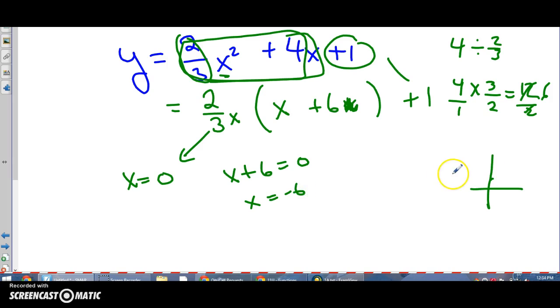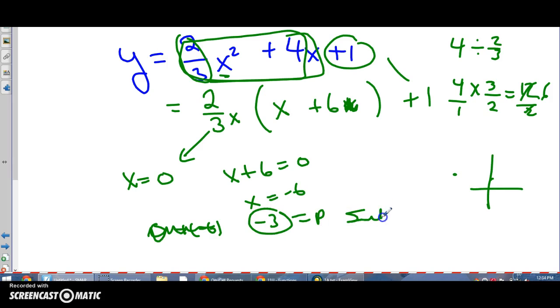So my other point is way over here. This guy opens up because it's positive, so I know I'm going to do something like this. But I have to find out what my p is and my q. To get p, I add them together and divide by 2, and I can just do them in my head. 0 plus -6 is -3, so that's equal to p. And then I sub that in to find q.